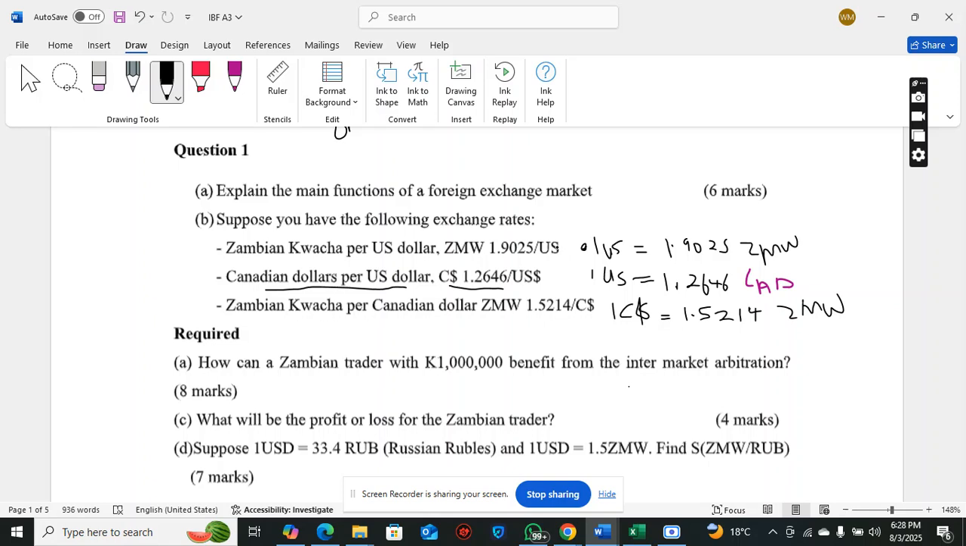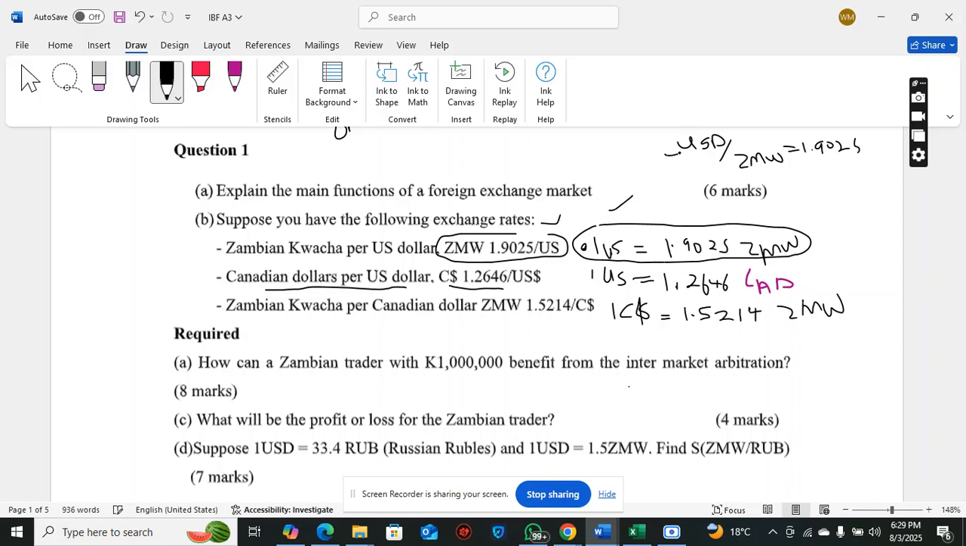Another way it can be written, because these notations can be written in different ways. This is one way of writing it. The other way of writing it is like this. And the third way, in case it comes like this, it can be written like this. All of these things mean the same thing. This, this, and this mean the same thing. It's just telling us 1 US dollar equals 1.9025 kwacha.